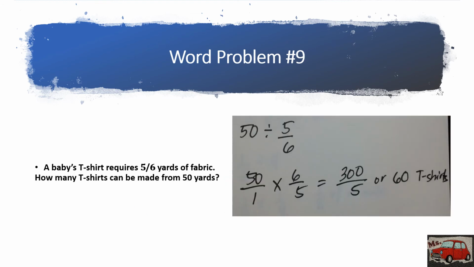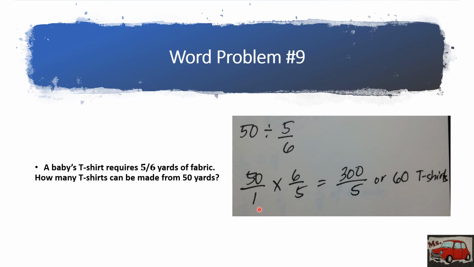A baby's t-shirt requires 5/6 yards of fabric. How many t-shirts can be made from 50 yards? Alright, so ilan daw yung magagawang t-shirts kapag merong 50 yards and bawat t-shirt is 5/6 yards of fabric. Okay? So we will divide 50 and 5 over 6.